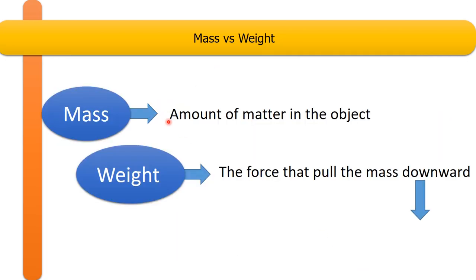So the mass is the amount of matter in the object, and the weight is the force that pulls the mass downward. Okay? So they are not the same. Mass is the amount of matter, and weight is the force due to the pulling of this matter downward.